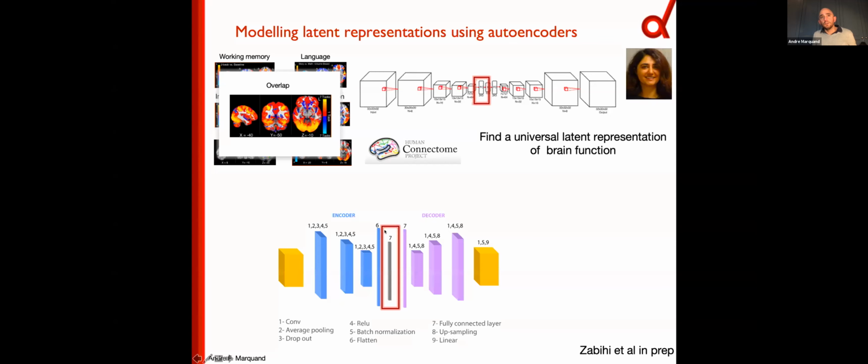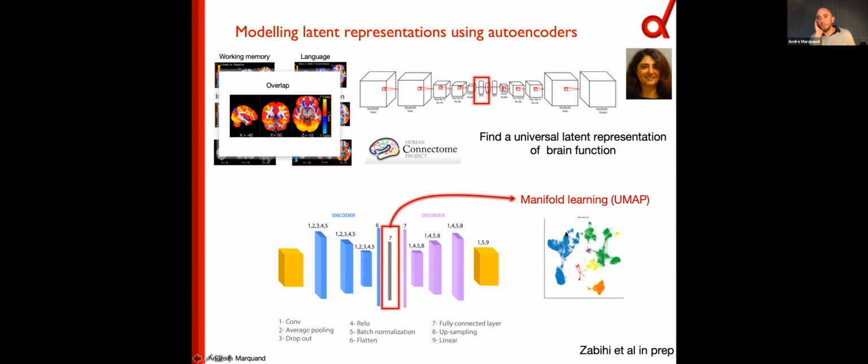What she did then is she took this middle layer, this latent representation, and applied manifold learning. It's a little bit similar to t-SNE, if you've come across this before, but slightly superior. This UMAP approach finds representations within this compressed representation of the data.